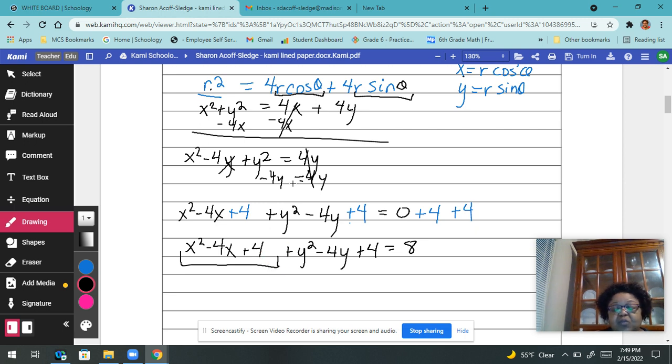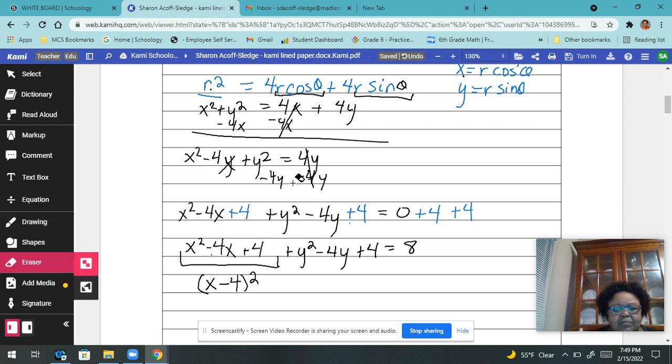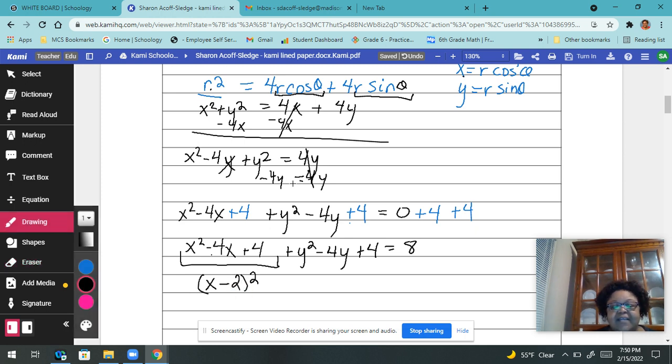It's a perfect square trinomial now because we just completed the square. So here we're going to remember this shortcut. Take the square root of the first term, the square root of the second term, and the sign from the middle. The square root of x squared is x, and the square root of 4 is 2. Same thing here. The square root of y squared is y, and the square root of 4 is 2. And then take that sign. And then that's equal to 8.